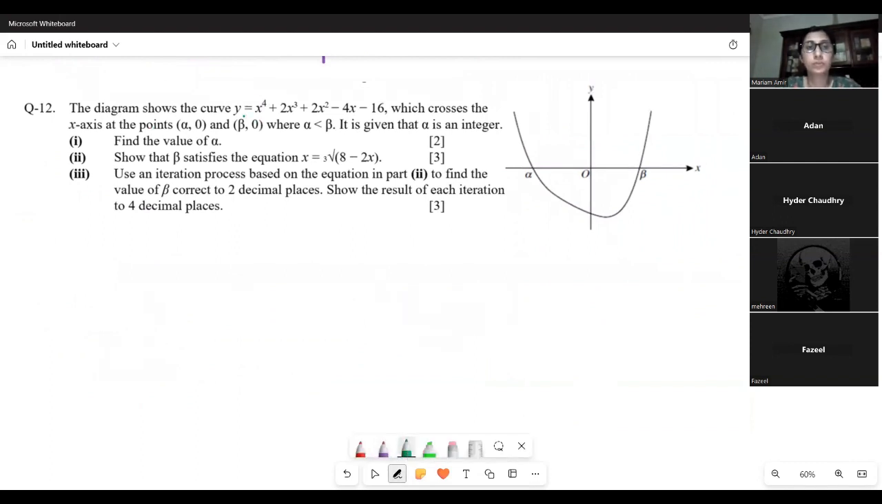The diagram shows the curve y equals x power 4 plus 2x cubed plus 2x square minus 4x minus 16, which crosses the x-axis at the points alpha comma 0 and beta comma 0, where alpha is less than beta. It is given that alpha is an integer. Find the value of alpha. Yes, how do we do this? How do we find the value of alpha given that alpha is an integer?